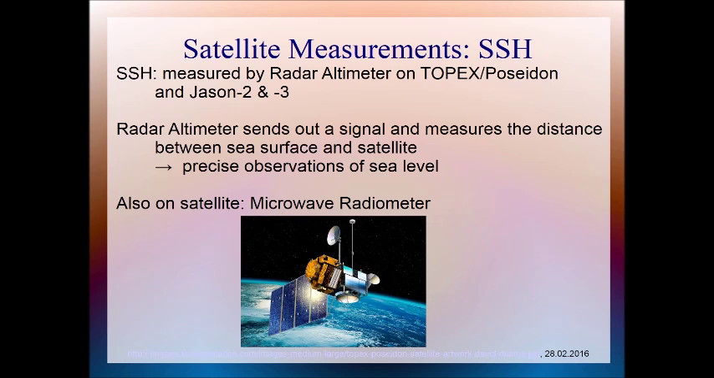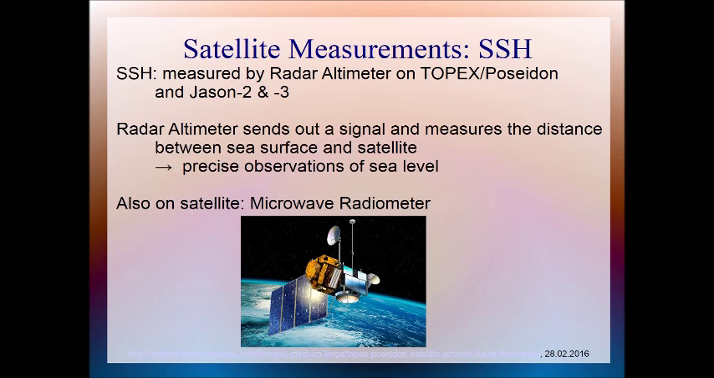They can make precise observations of the sea level by measuring the time a signal needs to return to the satellite. The radar altimeter sends out two different wavelengths to correct measurement errors, and the satellites also have a microwave radiometer, which simultaneously measures the water vapor concentration in the atmosphere and can thus correct for the influence.